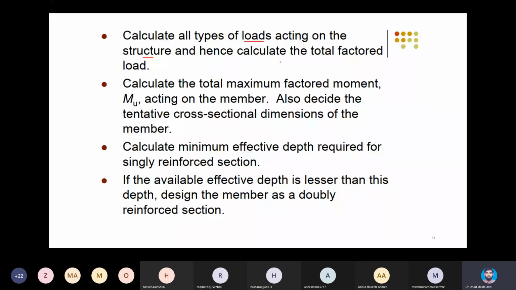Then calculate the total maximum factored moment Mu acting on the member. Just suppose you are asked to design a beam which is single span and simply supported. As an academic problem, you have a beam of 6 meter span and you got the calculation of Wu on that beam. Obviously, if the beam is simply supported and single span, your maximum moment will be WL squared by 8, and that you will get for that beam.